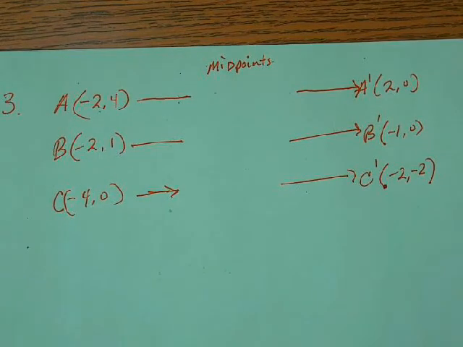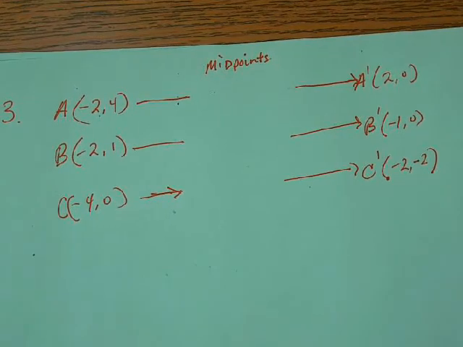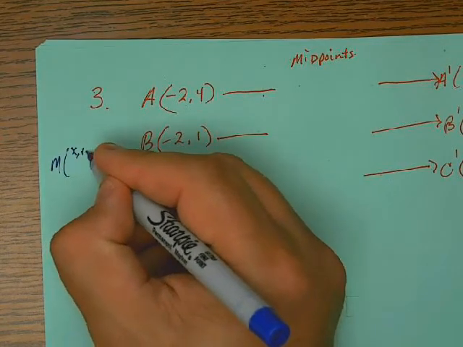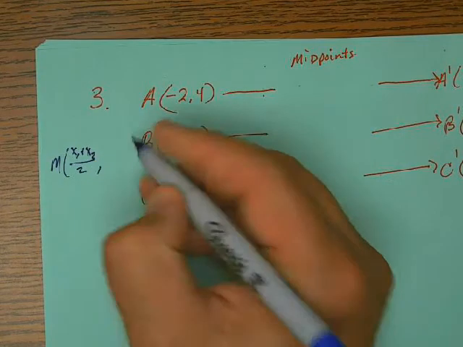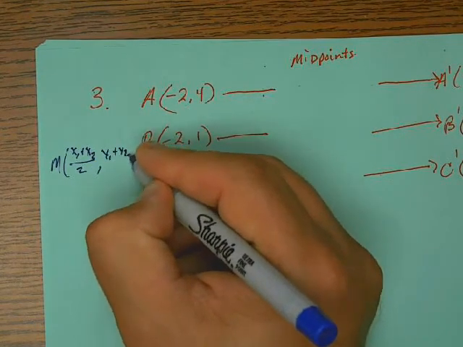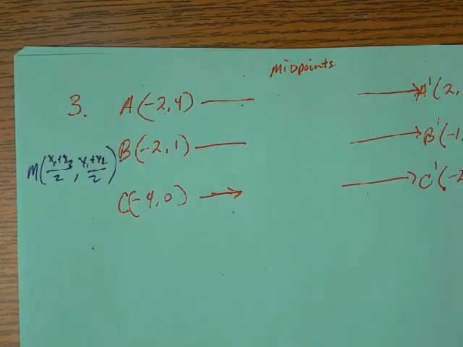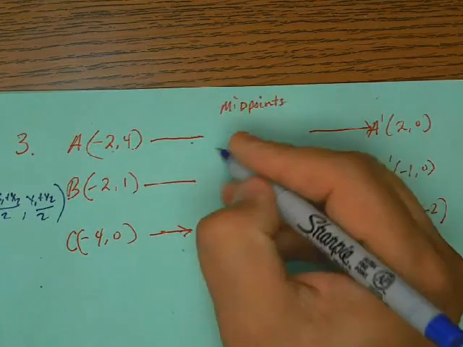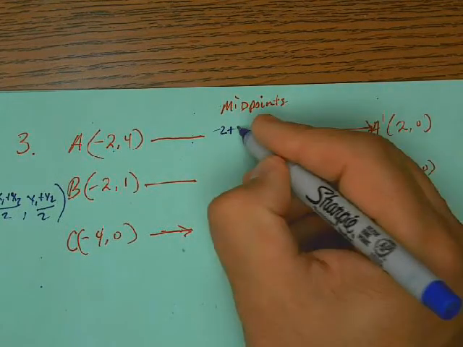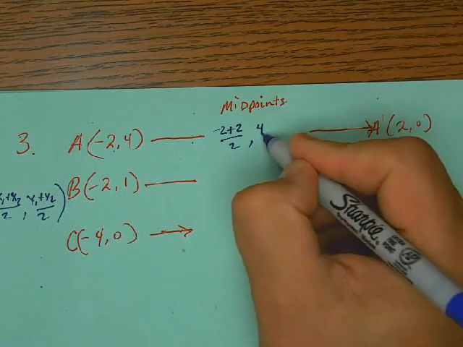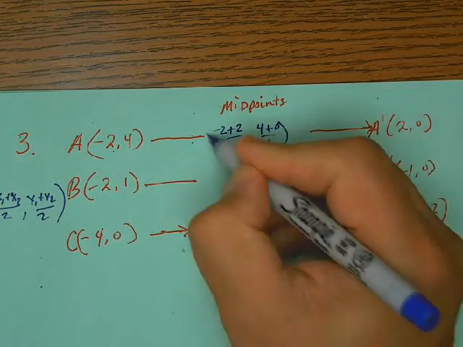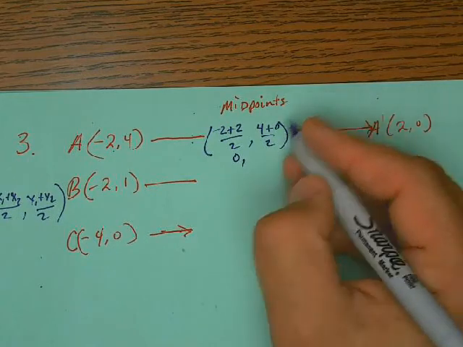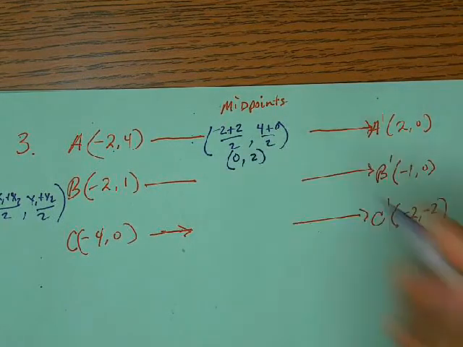All right, so let's find the midpoint. Midpoint formula, as a reminder, x1 plus x2 divided by 2, y1 plus y2 divided by 2. And it's an ordered pair. So we add the x's together, divide by 2. We add the y's together and divide by 2. So here we go. -2 plus 2 over 2 and 4 plus 0 over 2. -2 plus 2 is 0. 0 over 2 is 0. 4 plus 0 is 4. Divided by 2 is 2. The midpoint is 0, 2.